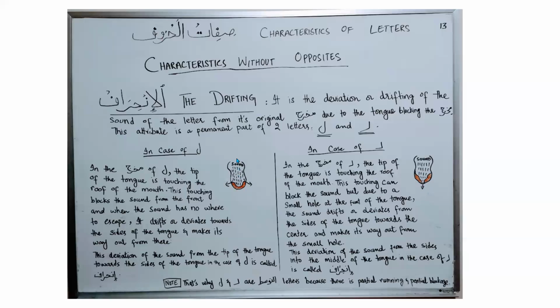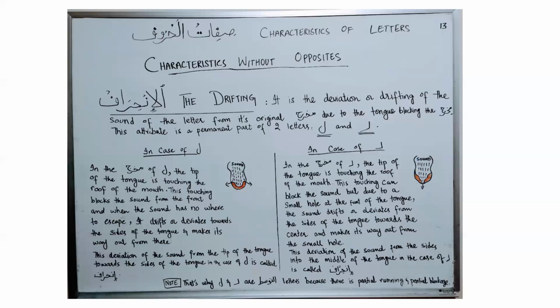In case of lam, the sound was coming, the front was blocked, so it escaped from the sides. In case of ra, the sound was coming, the sides are blocking, so it will escape from the front, from the small hole, which is present in case of letter ra. That we have studied in the makhraj of letter ra.